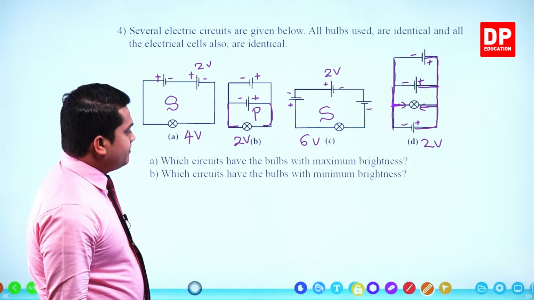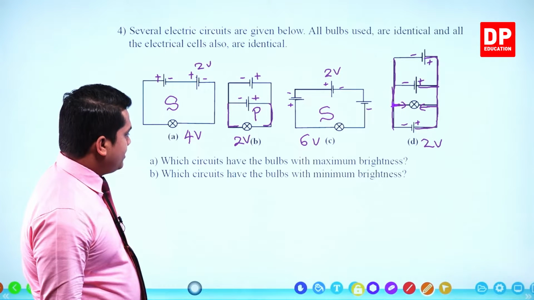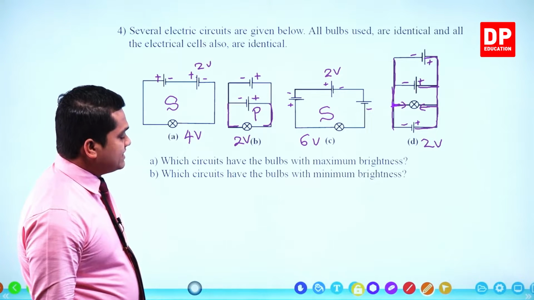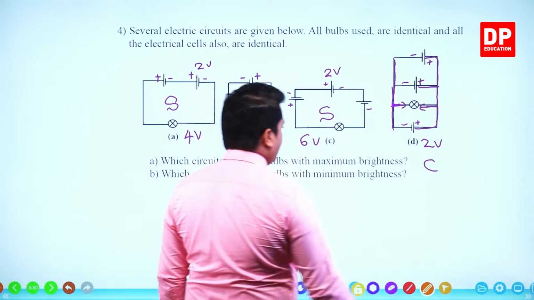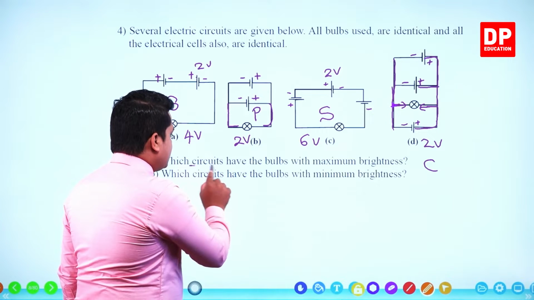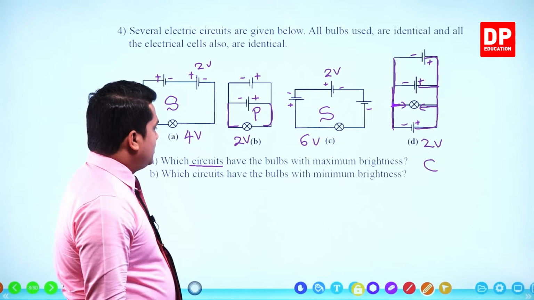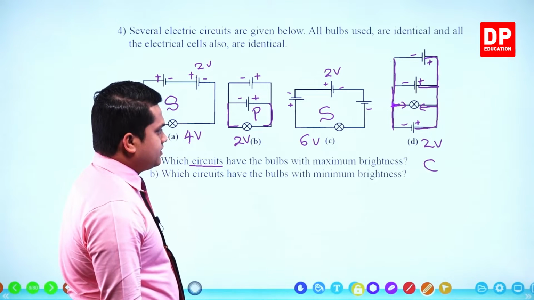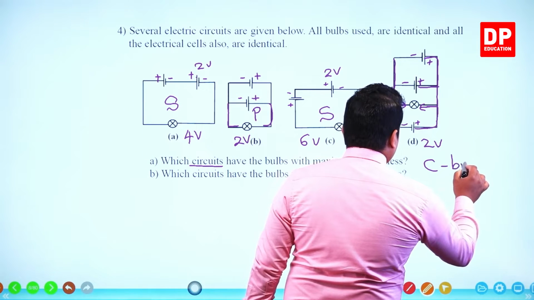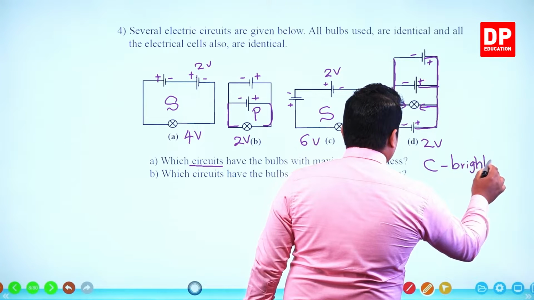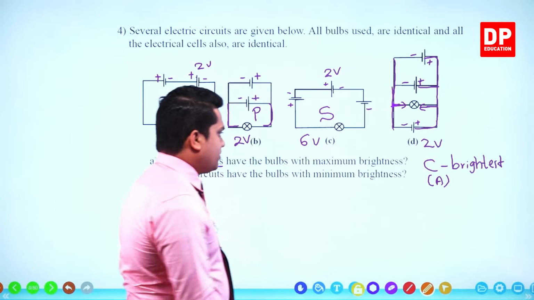So which circuit has the bulbs with maximum brightness? The maximum brightness can be observed in C. They are asking once again about the circuits, so as they are asking about circuits, we'll mention A as well. A is correct, but the brightest can be observed in C. Mention A also. A is also correct, no problem.